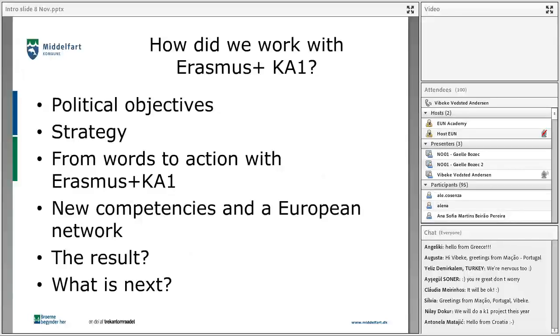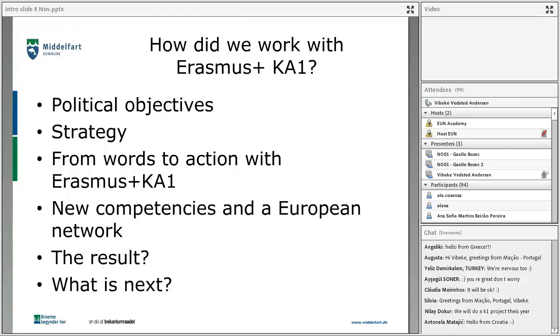I'm going to talk to you today about how we worked with Erasmus Plus KA1 and what it actually meant for us. I'm going to tell you about our political objectives for the schools, and our strategy for the schools as well. Then I'm going to tell you how we went from words to action using Erasmus Plus Key Action 1, and how we gained new competences and also a very nice European network.